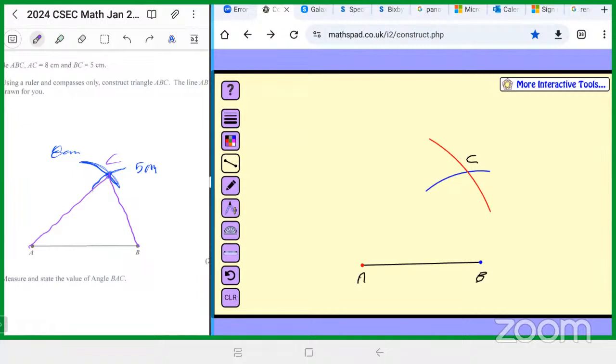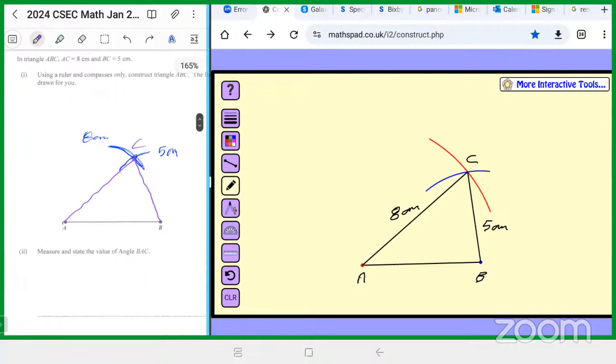And as I said, I just draw a straight line from A out to the intersection. That's my C. And from A to C, that's my AC. And from B out to the intersection. And if I were to write it, this line is 5 centimeters, while this one is 8 centimeters. All right, it is that. Question wants us to measure and state angle BAC.